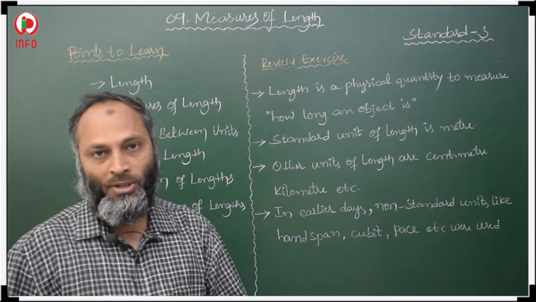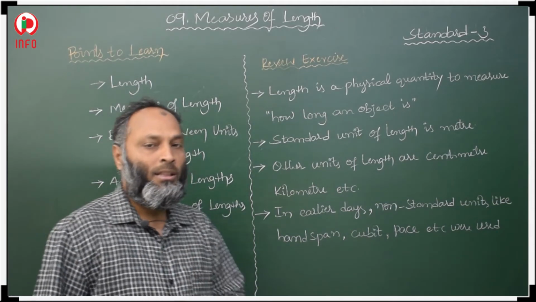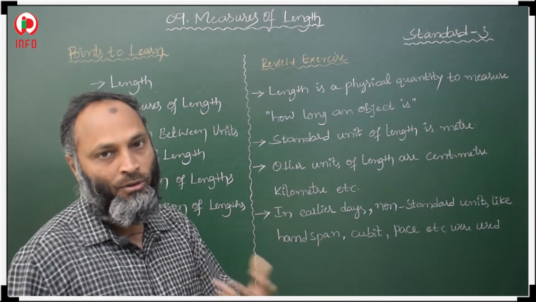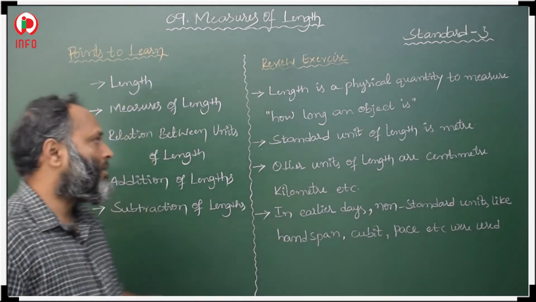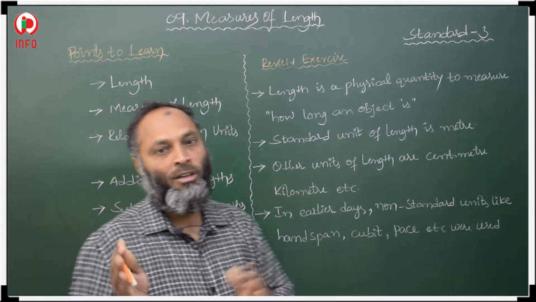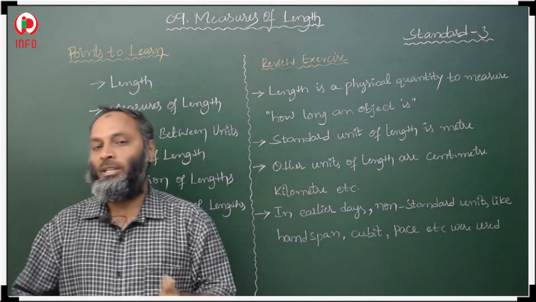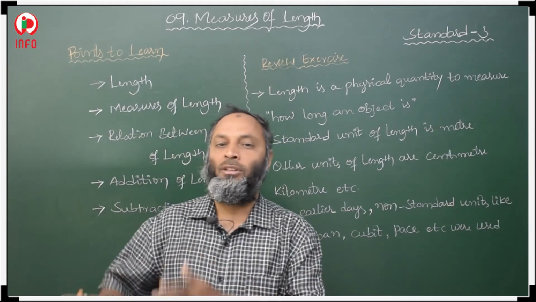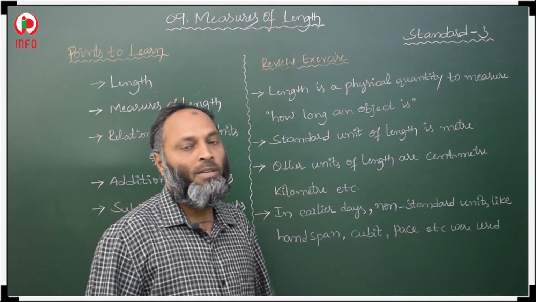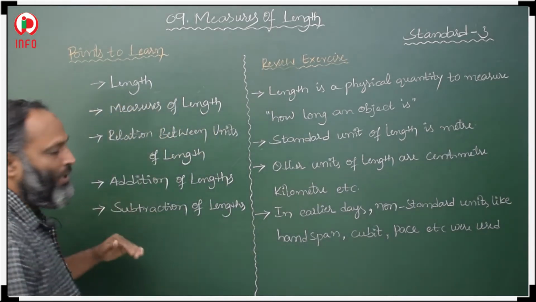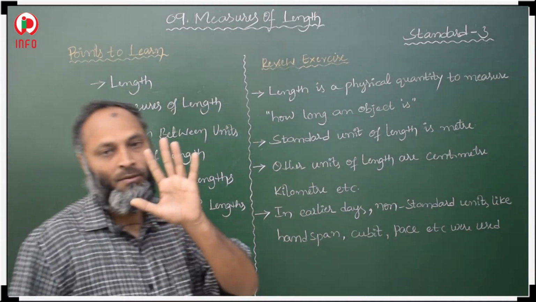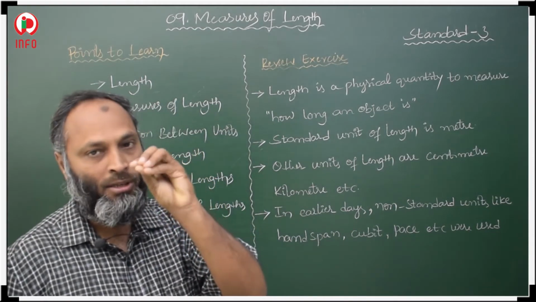The first one is what is length, that is the definition. Second, what units we use to find length. The third concept is the relation between units: how to convert kilometers into meters, meters into centimeters, centimeters into millimeters. Then addition of length, how to add, and then how to subtract. These 5 concepts we are going to discuss.